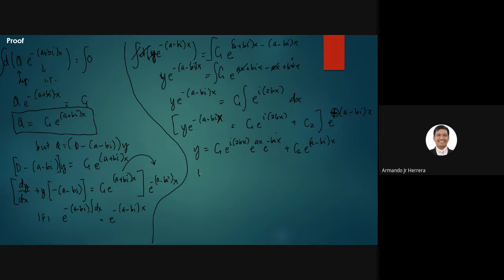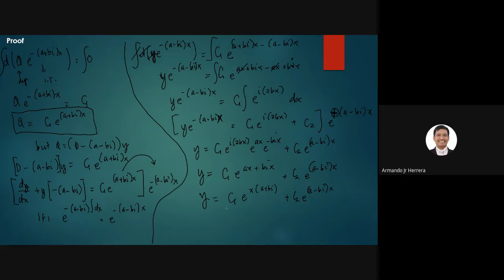So this is y equals C1 e to the (a plus bi)x, because 2ibx minus bix is simply bix, plus C2 e to the (a minus bi) of x. Y is equal to C1 e to the x(a plus bi) plus C2 e to the (a minus bi) of x.